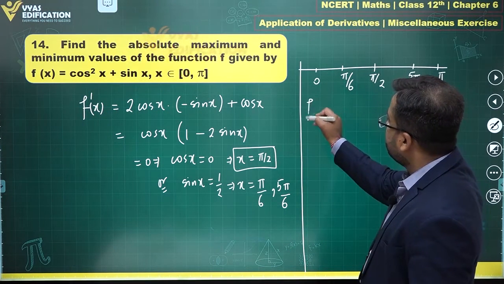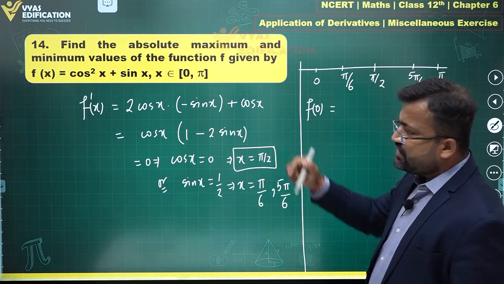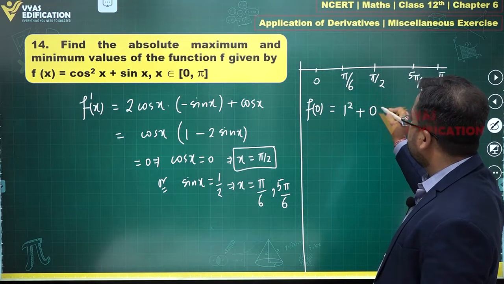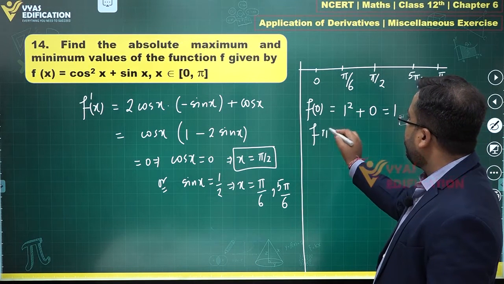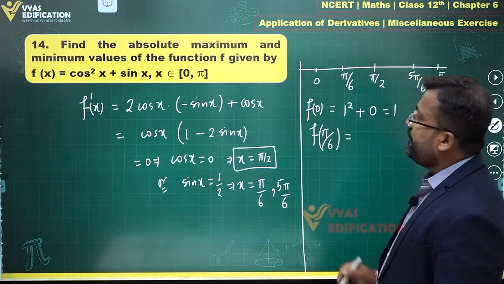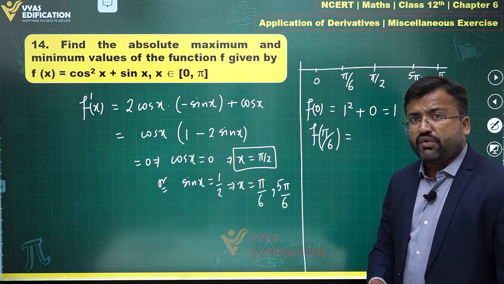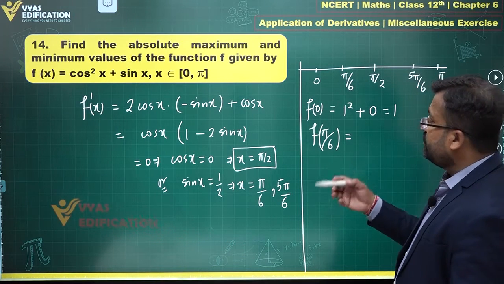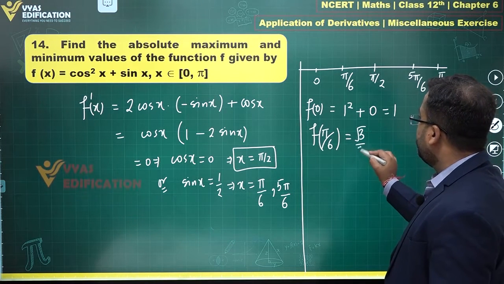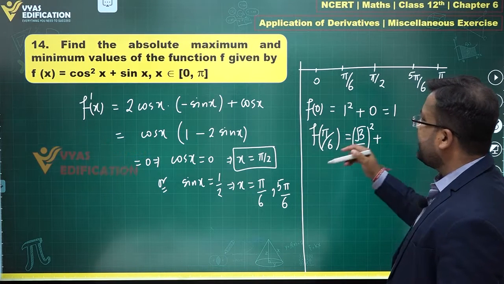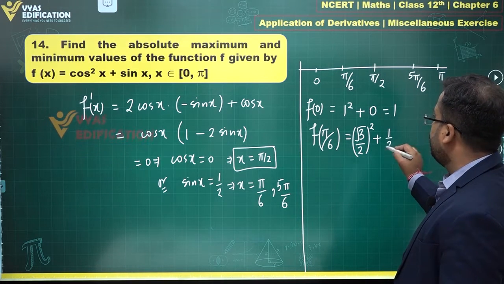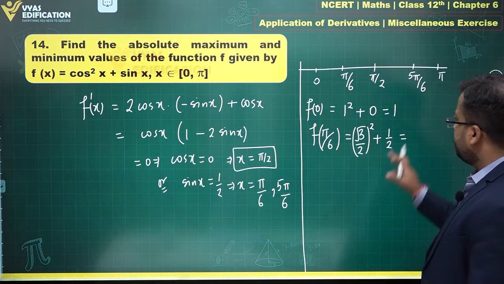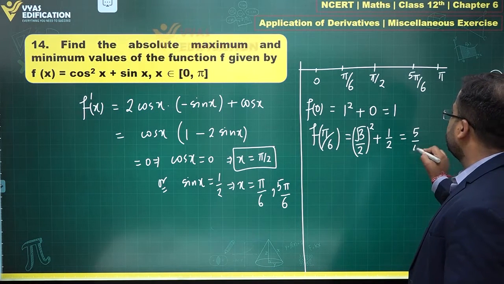So let's find the values. F of 0 is cos square 0, cos 0 is 1, this is 1 square plus sin 0, which is 0. This is 1. What is f of pi by 6? Cos pi by 6 is root 3 by 2, and you square it, this becomes root 3 by 2 whole square, plus sin pi by 6, which is 1 by 2. This becomes 3 by 4 plus 1 by 2, which is 2 by 4, so that is 5 by 4.